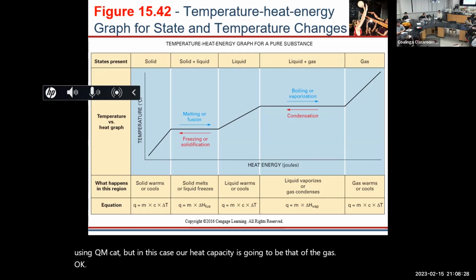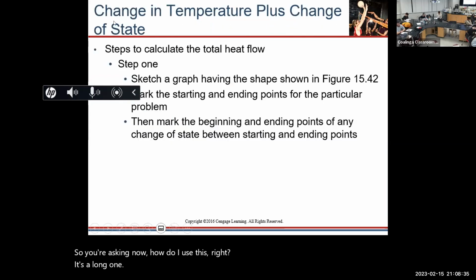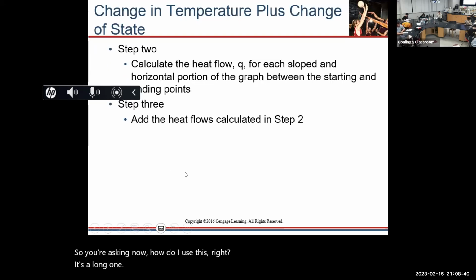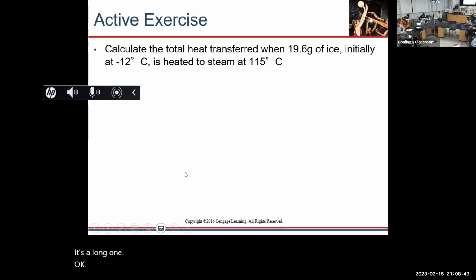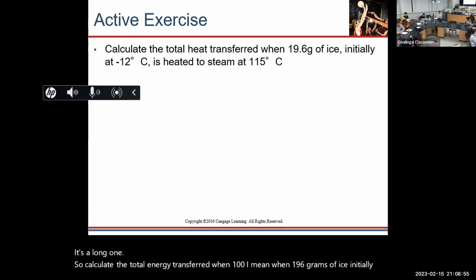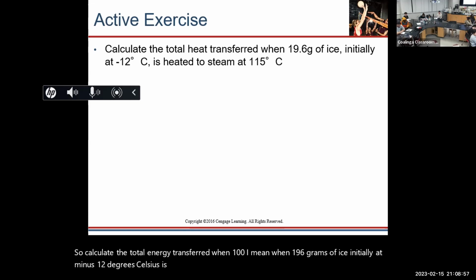So you're asking me, now how do I use this? Calculate the total energy transferred when 19.6 grams of ice initially at minus 12 degrees Celsius is heated to steam at 115 degrees Celsius.